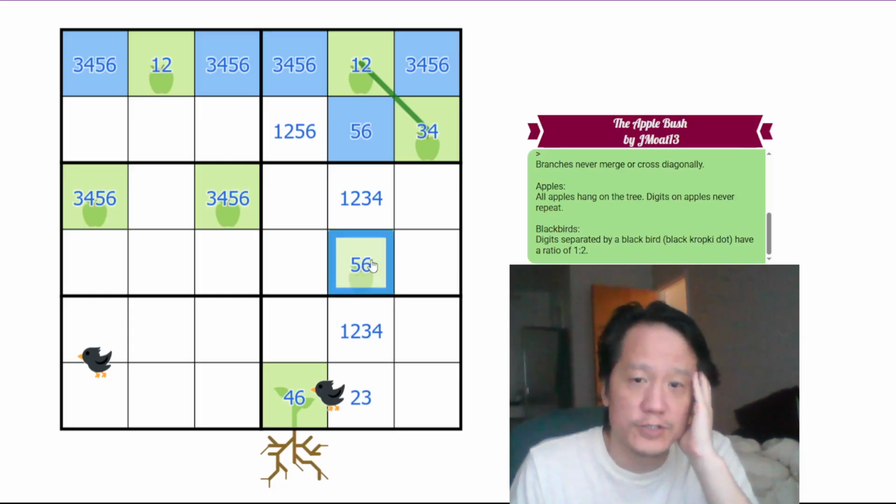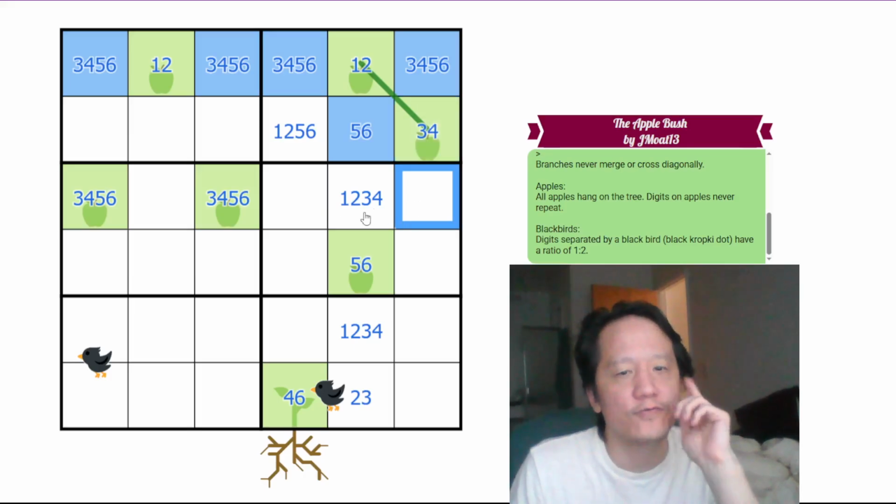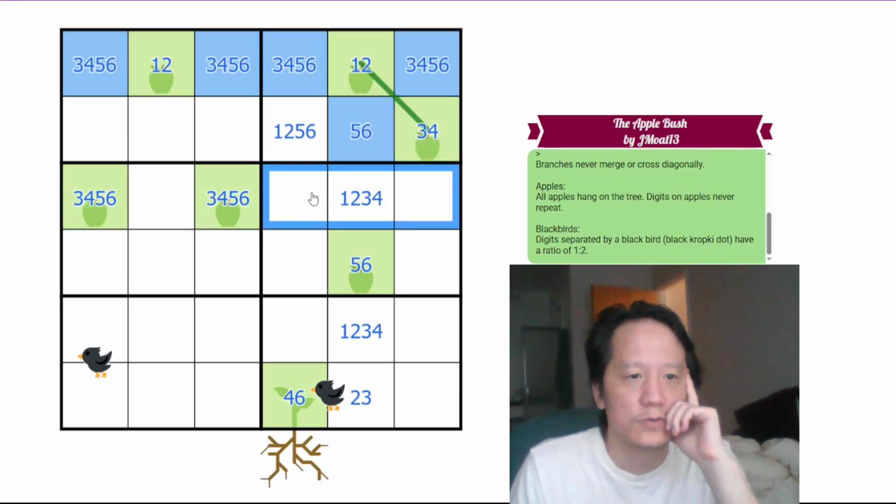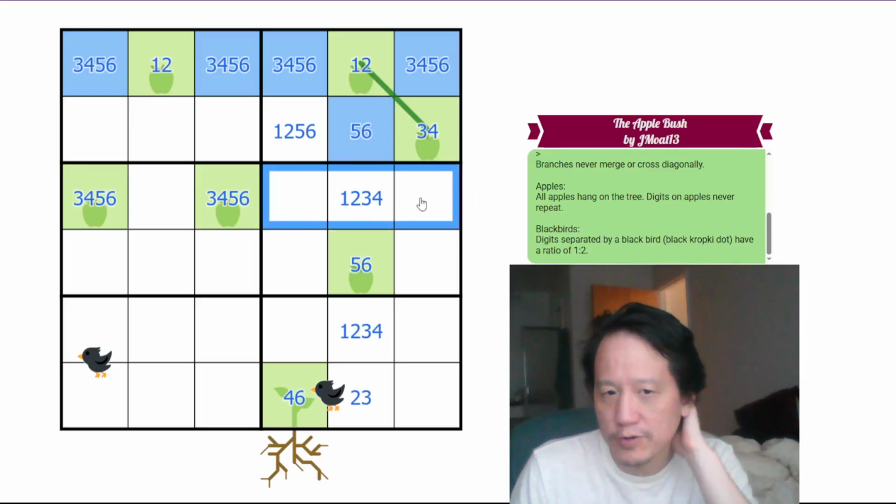This is 5 or 6, so it must branch to 2 at least. And one of them stops. The other one goes up 1. So one is 3, 4. The other one's 1, 2. Well, because we know this has to be 3 or 4 here.